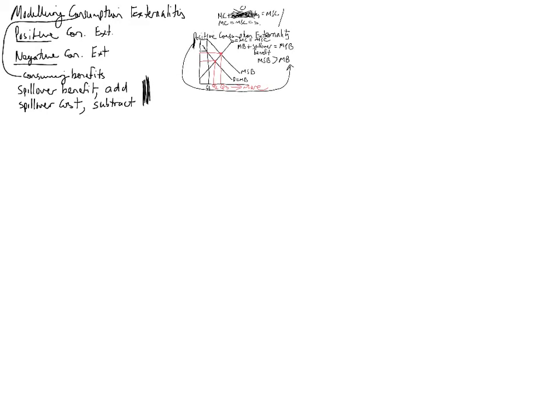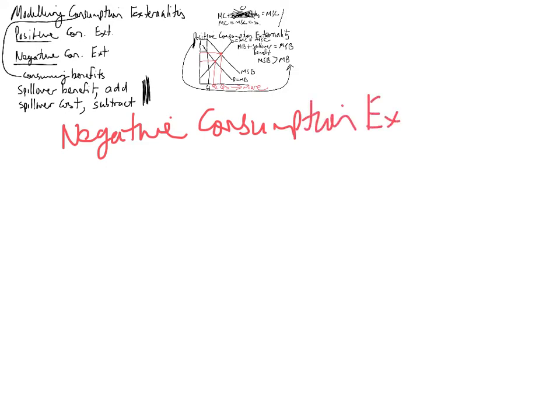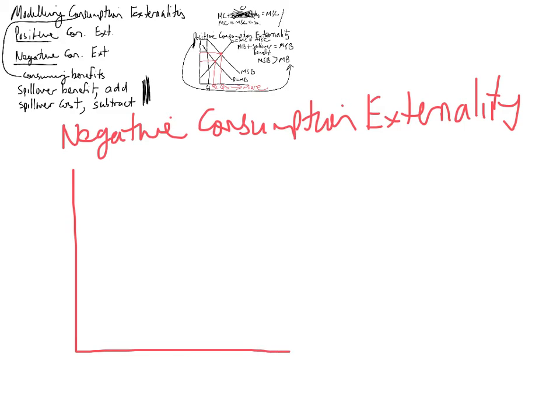I come back here and I'm going to say what I want you to do now. What I want you to do is I want you to model a negative consumption externality. Okay, and I'll start you off because I'm kind. Alright, so what I'm going to do is I'm going to go demand equals marginal benefit. Right, guys, take it away. I'll give you 30 seconds.